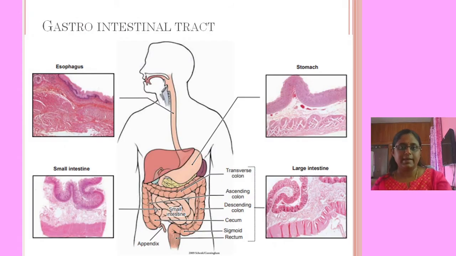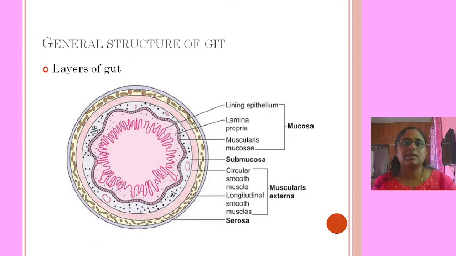This is a diagram which depicts the gastrointestinal tract, extending from the mouth, the esophagus, the stomach, the small intestine, and the large intestine. As we said earlier, the gastrointestinal tract is a tube which consists of the esophagus, stomach, small intestine, as well as the large intestine. This is the general structure of the gastrointestinal tract.